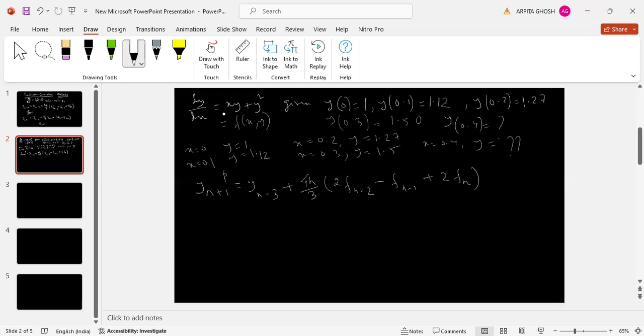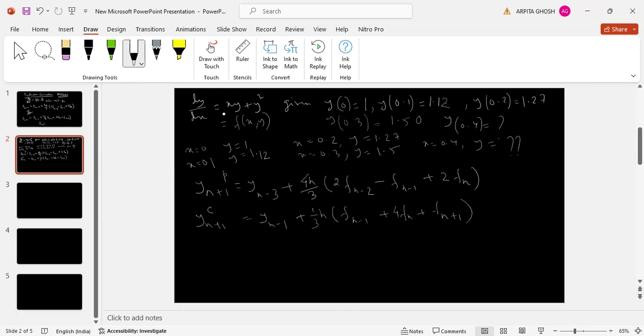And the corrected value of y is y(n+1), C stands for corrected. That is equal to y(n-1). In the last one, it was y(n-3), now it's y(n-1). Plus, this one was 4/3 h, now this is your 1/3 h. This one was 2 f(n-2) minus f(n-1) plus 2 f(n). Now it's f(n-1) plus 4 times f(n) plus f(n+1).